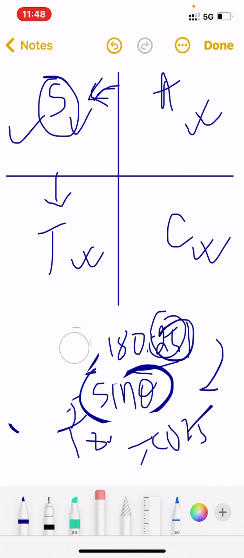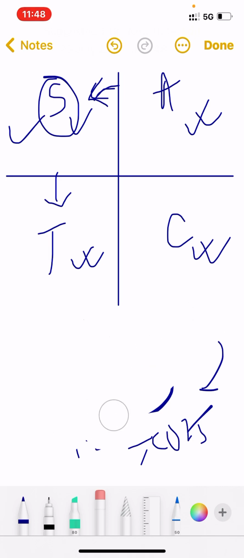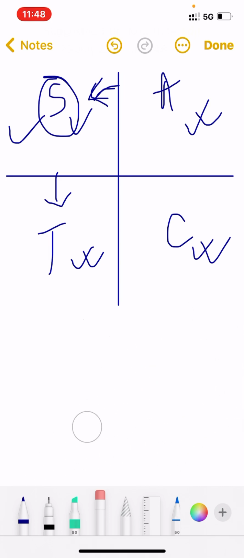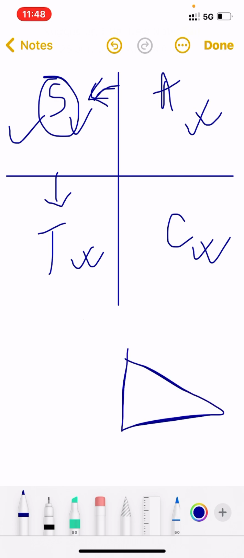Now get the rationale or reasoning behind how it is actually happening. Why is sine positive in this? When you draw the triangle, this is the angle, then sine is this upon this, perpendicular upon hypotenuse. Now you can notice that in this quadrant both perpendicular as well as base are positive, so that's why all are positive.